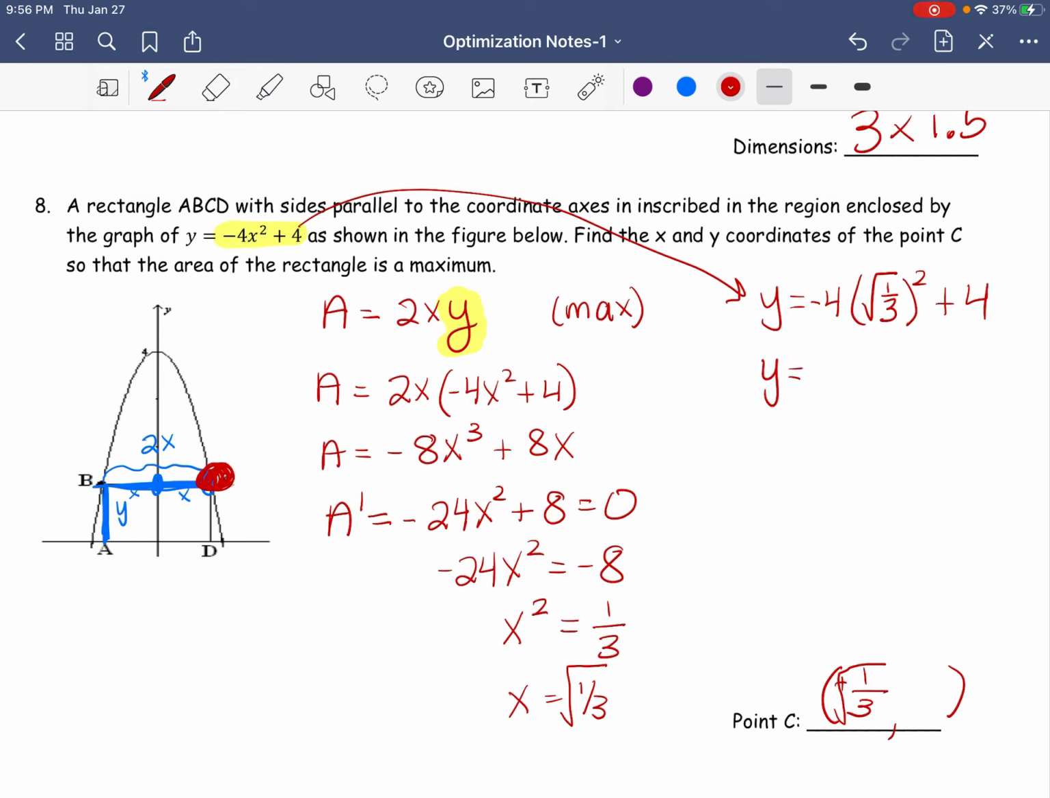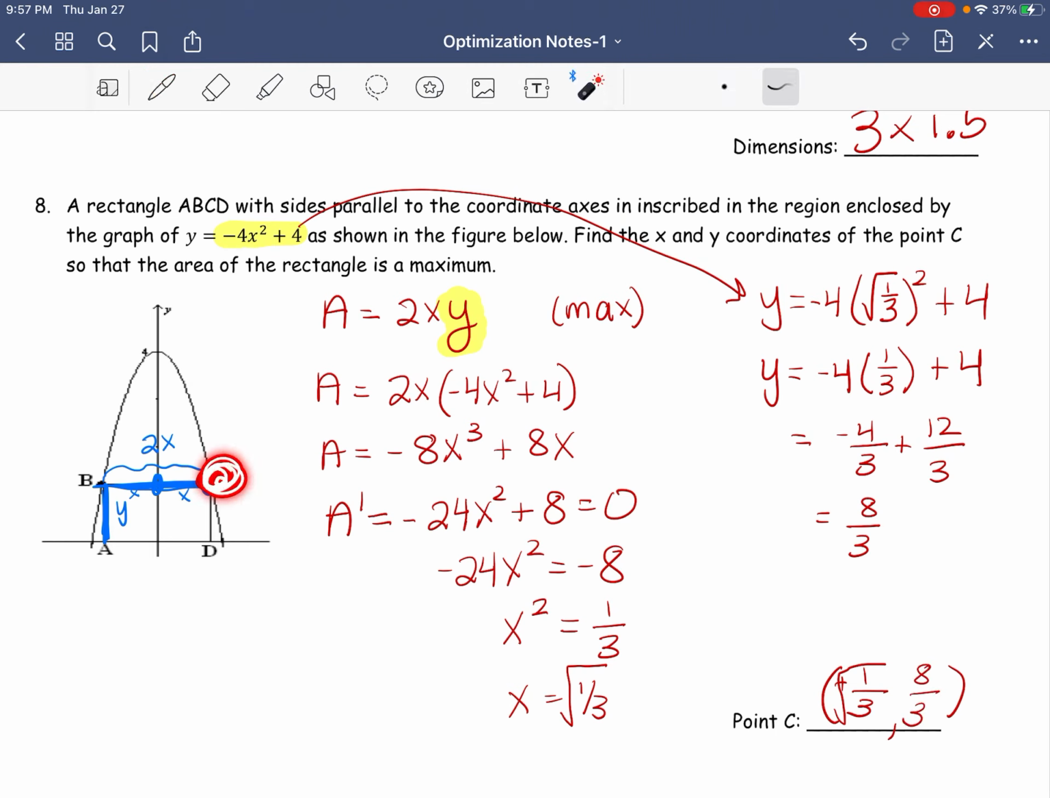And then I'm going to try my best here to simplify this. Negative 4 times the square root of 1/3 squared, which is just 1/3, plus 4. Keep simplifying. This is negative 4/3. Think of 4 as 12/3, same thing as 4. And then if I add these together, I get 8/3. So this point right here, we went over the square root of 1/3 and we went up 8/3. And that would be my answer.